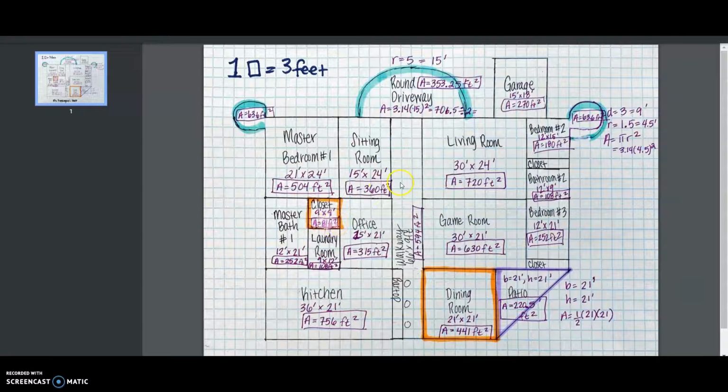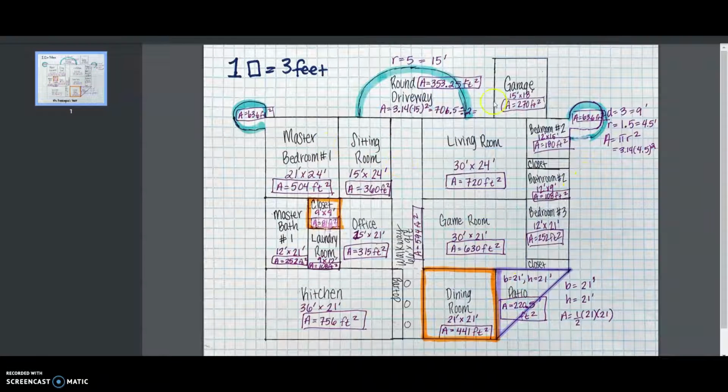Now, when you get to triangles, remember the area of a triangle is 1/2 of the base times the height. I calculated my base and my height by just counting the squares and multiplying by 3. So my base, since these squares were 7, 7 times 3 is 21 feet. The height is 7 squares, so that is 21 feet as well. 21 times 21, half of that gives me my area of 220.5 feet squared.